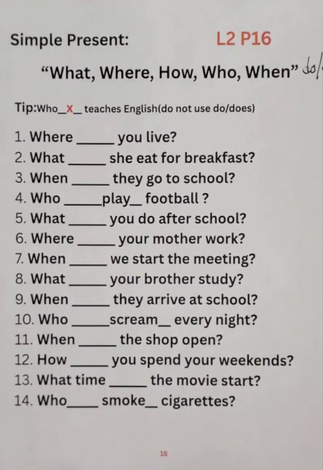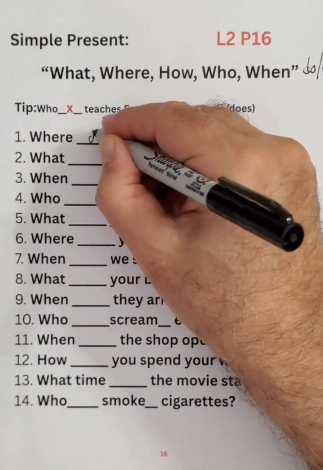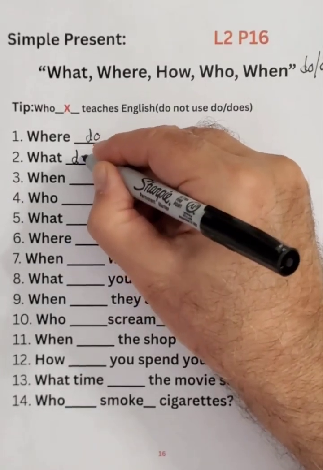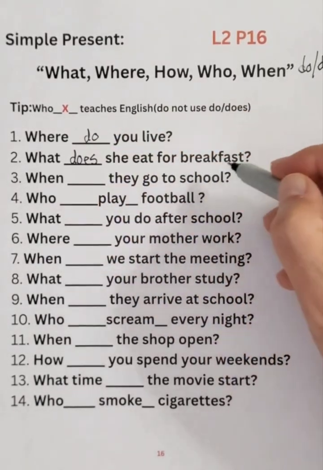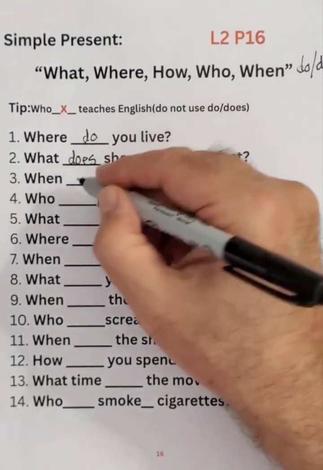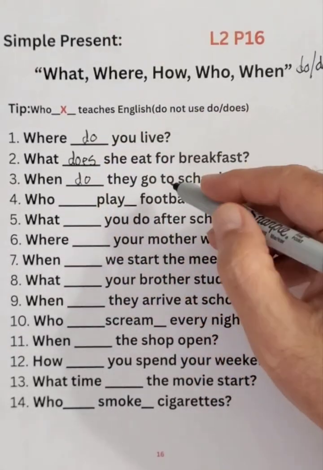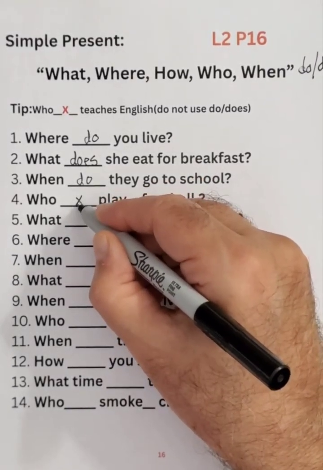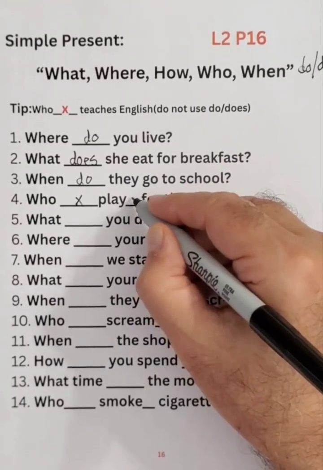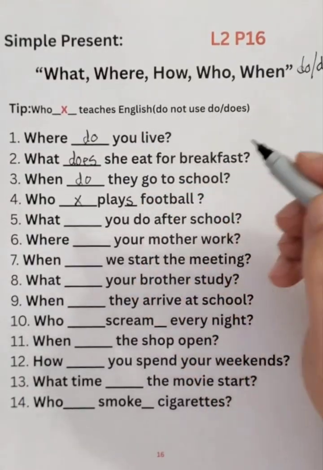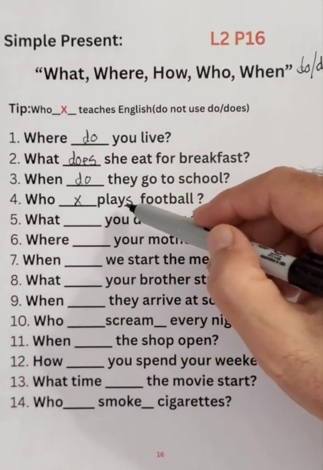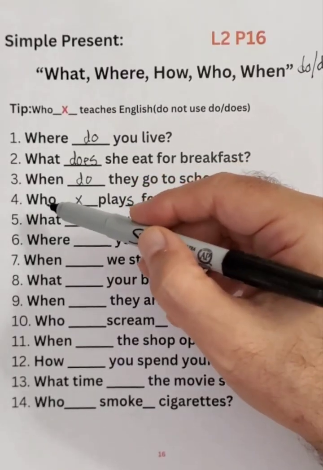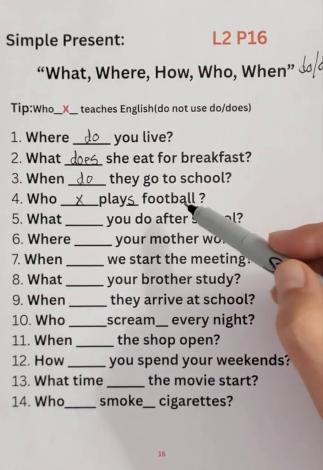Okay, number 1. Where do you live? What does she eat for breakfast? When do they go to school? Who, no does, no do, but here we put S for the verb. We say who plays football. Actually, this is a question form. Who plays football?